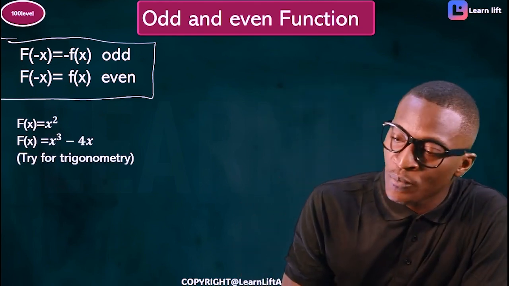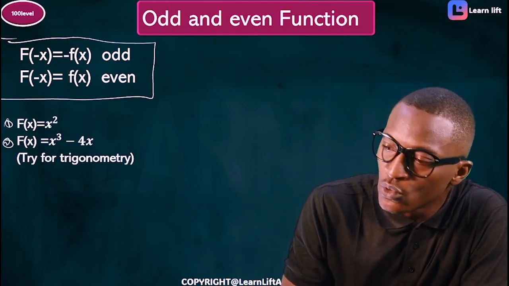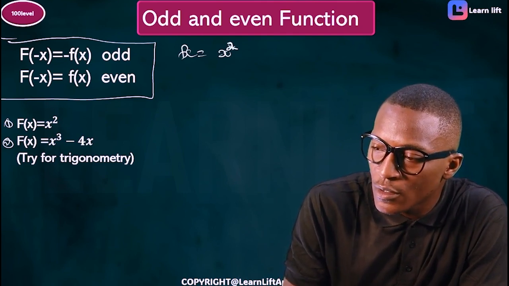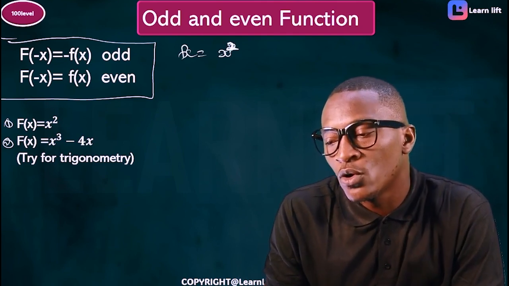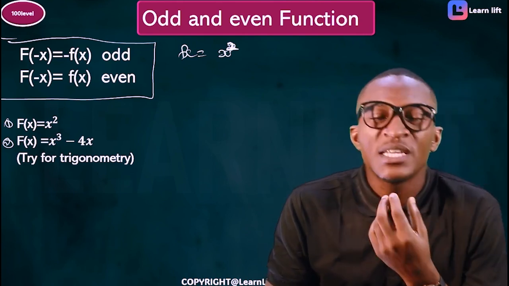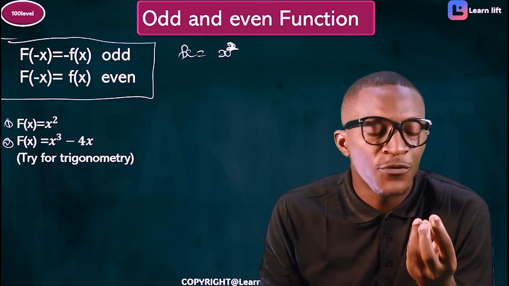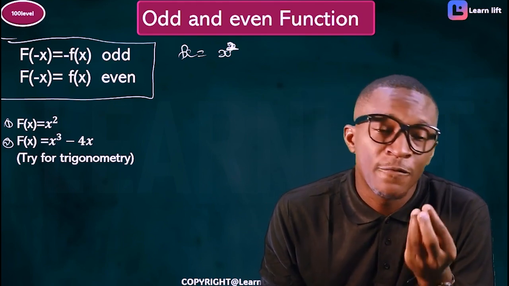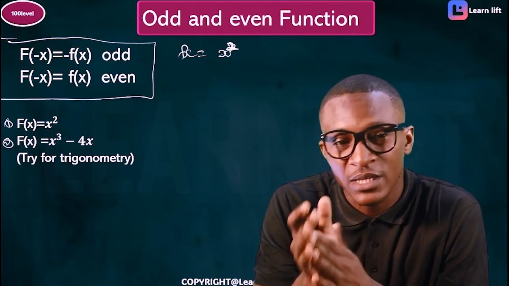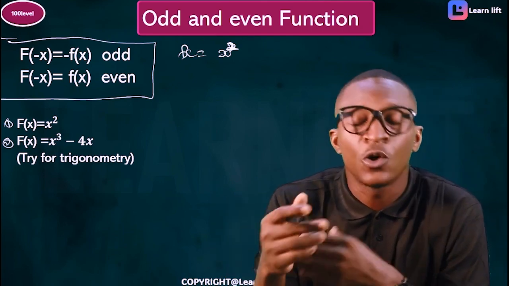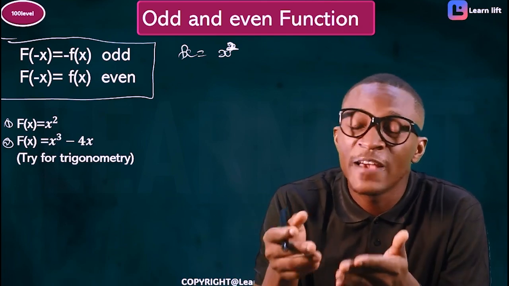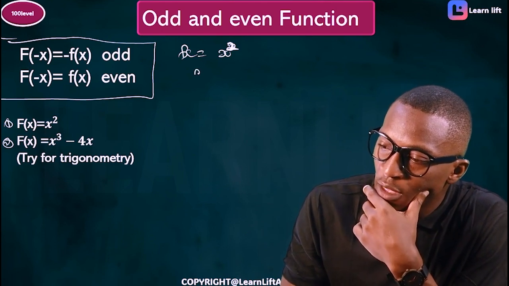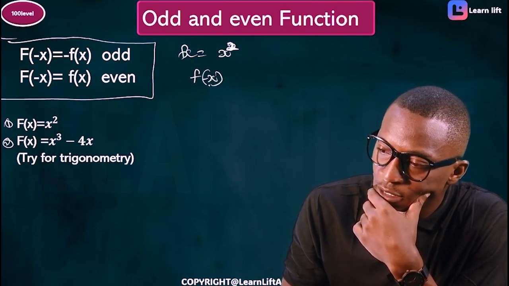Let's start with the first one. Let's call this 1, let's call this 2. Given that f of x is equal to x squared, is this function odd or even? Now let's see. We said the function is said to be odd if you put minus x and you get minus f of x. But if you put f of minus x and you get f of x, it's said to be what? So let's put minus now. So it now becomes f of minus x. This is f of x.